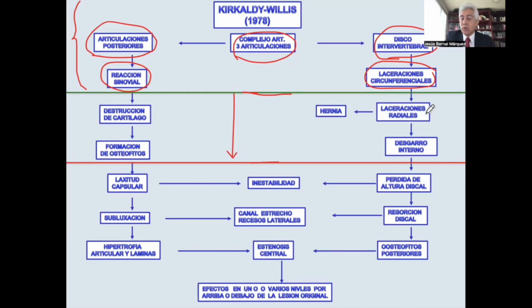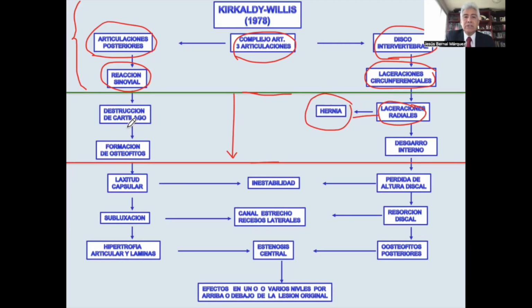If all this continues, remember that this is a natural history of the disease, it will no longer be just circumferential lacerations. Now they will be radial lesions that go from the center to the periphery. And precisely in this phase is where we have the emergence of herniated discs, hernias of the nucleus pulposus.